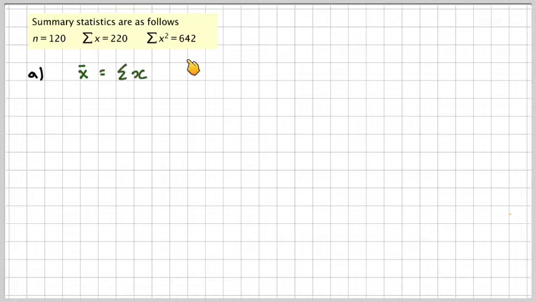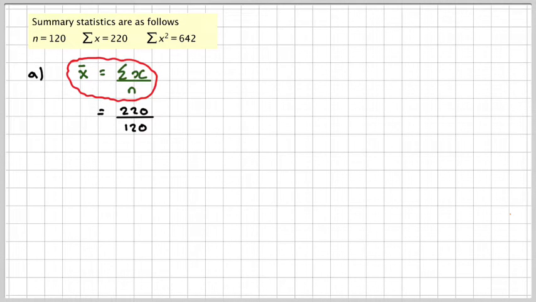So these are the summary statistics. So X bar is the sum of X over N. So that's going to be 220 over 120, which is 11 over 6, or 1.83 recurring.